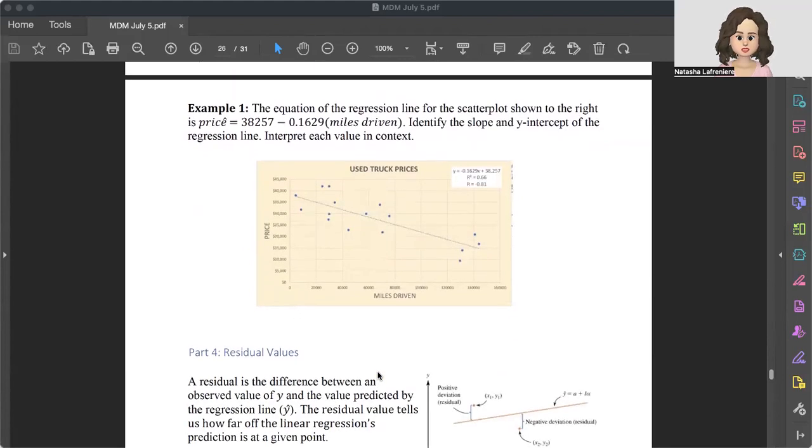So the equation of regression line for the scatter plot shown to the right is the price is equal to 38,257 minus 0.1629 times the miles driven. Identify the slope and y-intercept of the regression line.